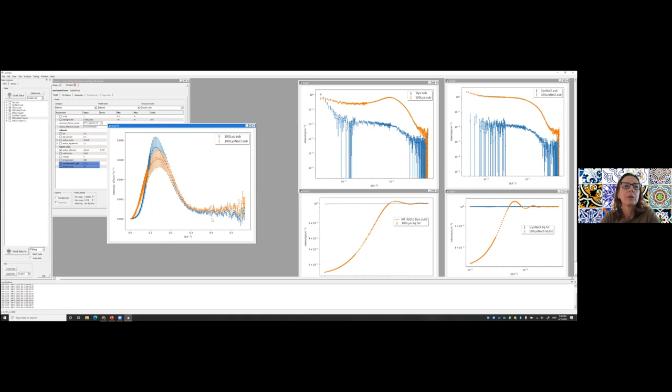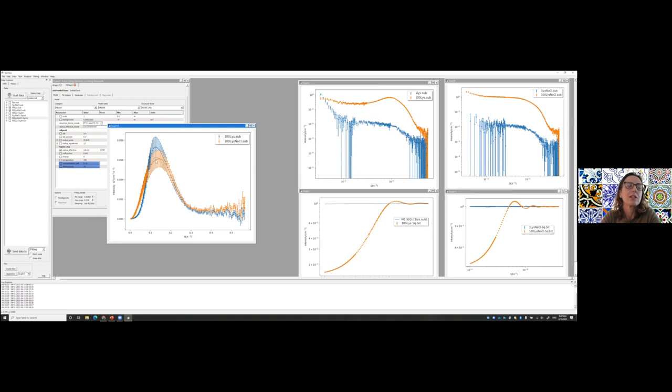So we know that at 100 mg per mil for both samples, the protein is nicely folded. And this is not the normalized Kratky. So here you don't have the Q times Rg squared, you just have the Q. And the intensities are not divided by I naught, so it's not normalized. And that's why you see differences in the intensities here.